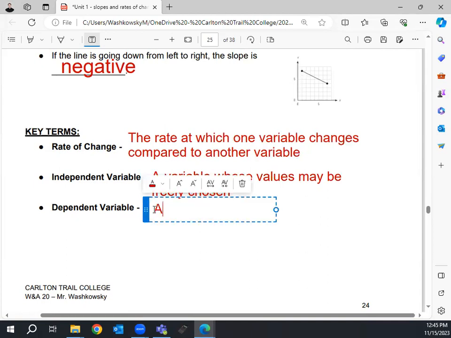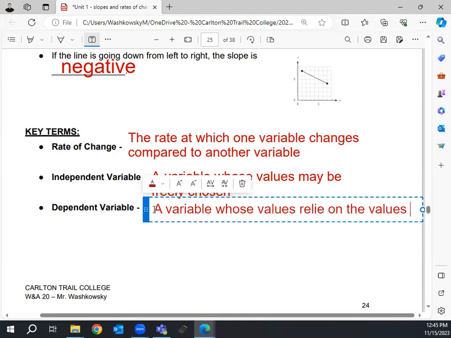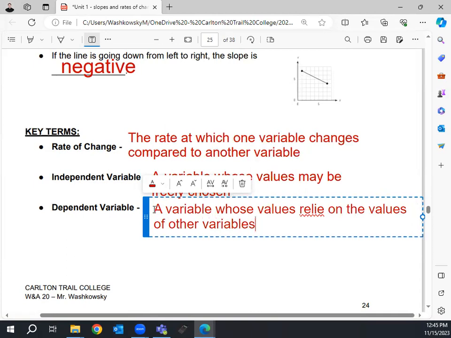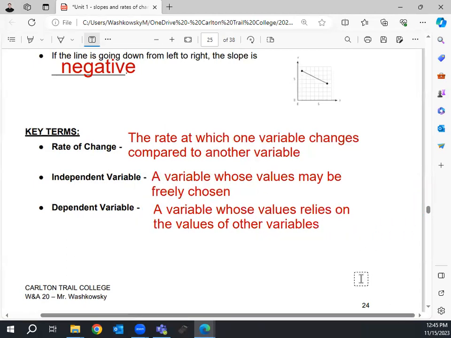Dependent is a variable whose values rely on the values of other variables. And again, what does that mean? I will tell you the second you finish writing that down. Here you go. Make sure you leave just a little bit of space somewhere around there.